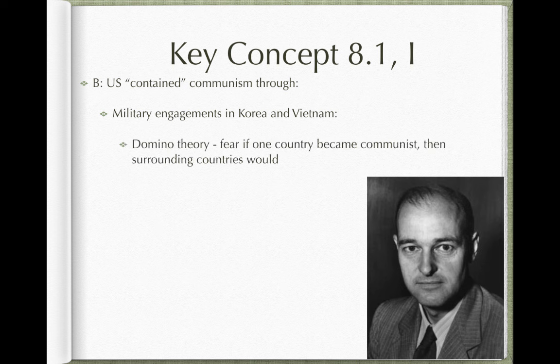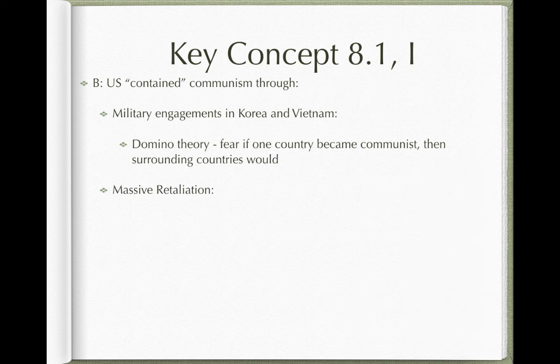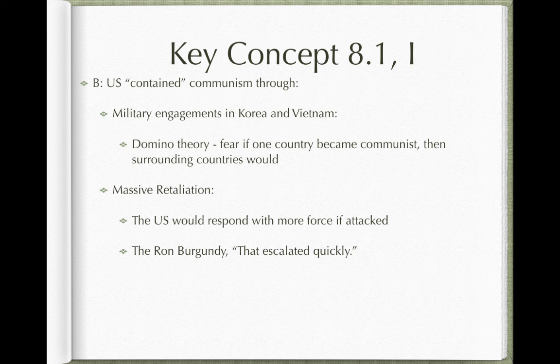And this goes along with the domino theory that if one country were to become communist, then other countries would be as well. We also have massive retaliation, and this is the idea that the U.S. would respond with more force if attacked. And I like to call this the Ron Burgundy method. You know, that escalated quickly if you've ever seen Anchorman. The idea that if the U.S. were to get attacked, they would respond in even more force than they were attacked with.